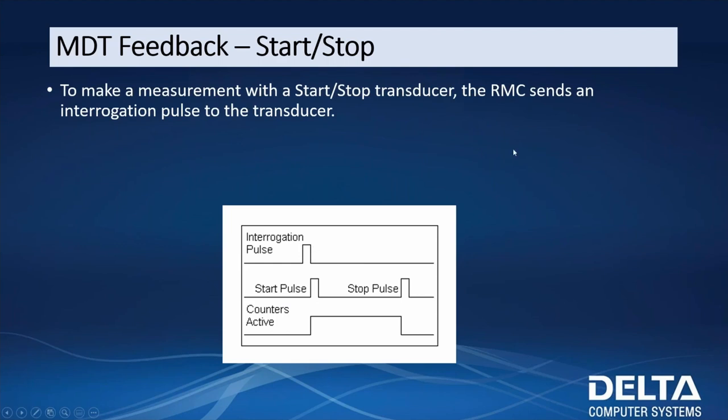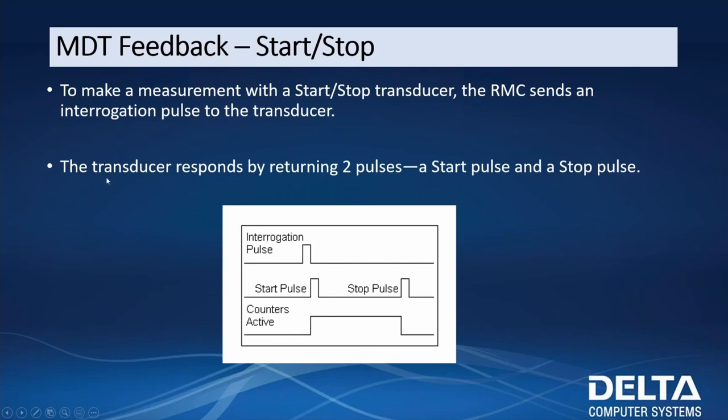So to make a measurement with a start-stop transducer, the RMC is going to send an interrogation pulse to the transducer. So this is kind of the full picture, right? We send an interrogation pulse. This is coming from our RMC. This is going to the transducer, and this lets the transducer know I need to respond, right? So the transducer responds by returning two pulses, the start pulse and the stop pulse, those same pulses that we were just talking about before. And you can see here, this is when our counter is active. We're counting in between these two pulses, and based upon the time from our counter, we know the position.